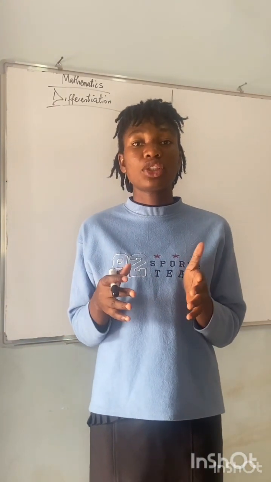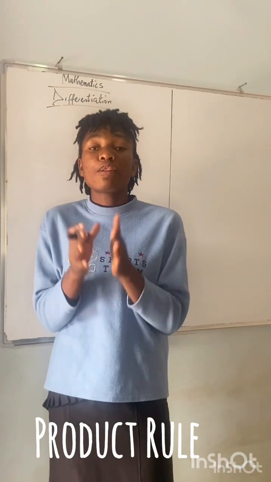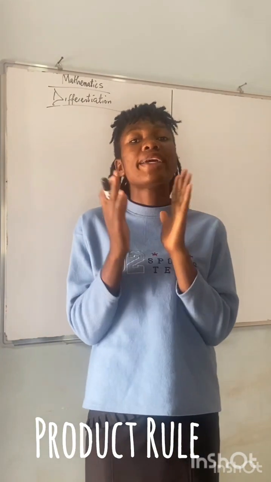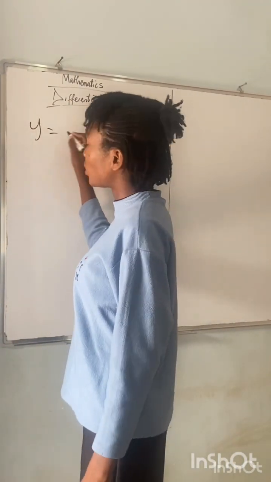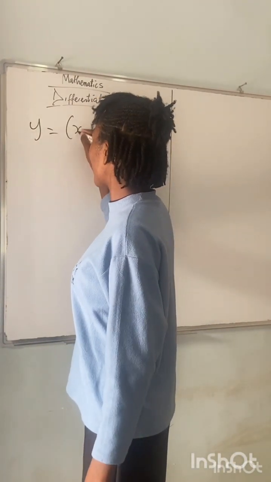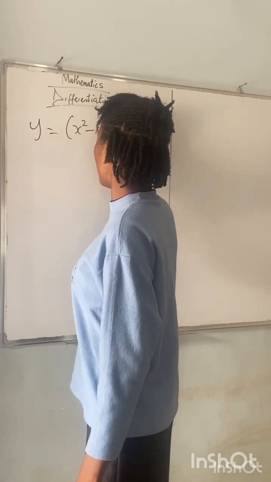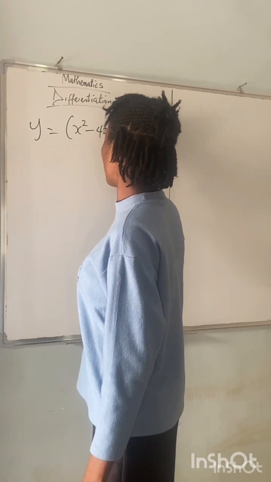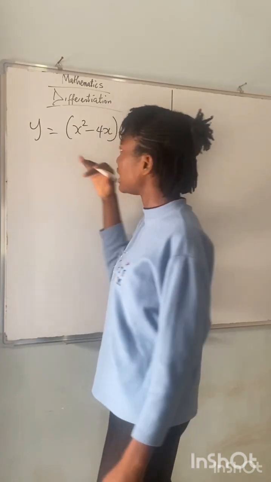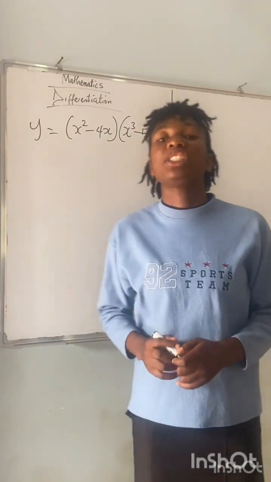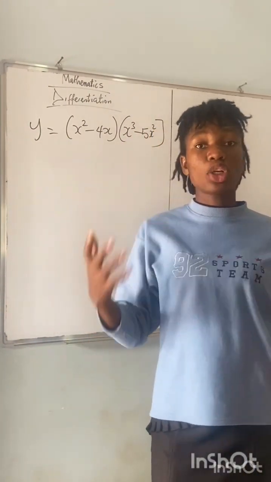when our function y is a function of the product of two expressions. What I mean is, let's assume our y is equal to x squared minus 4x multiplied by x cubed minus 5x squared. Something like this, and we are asked to differentiate y with respect to x. That's what the product rule is all about.